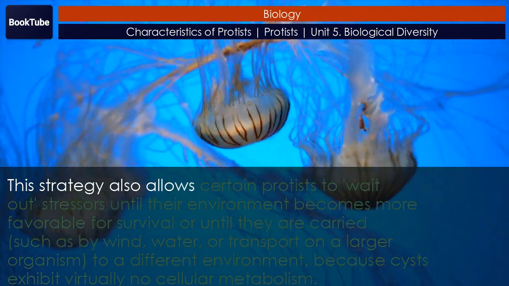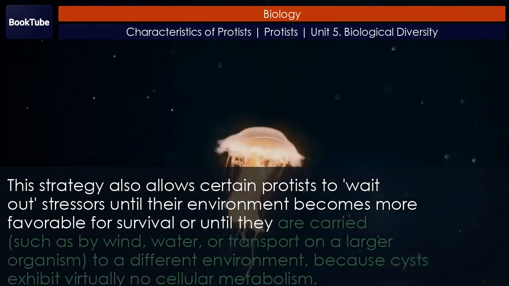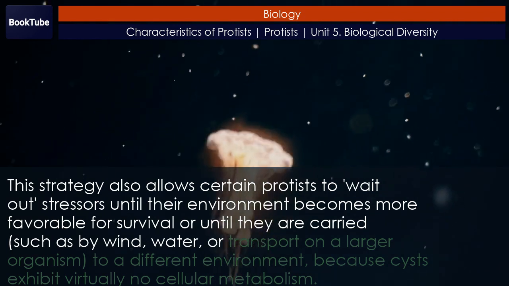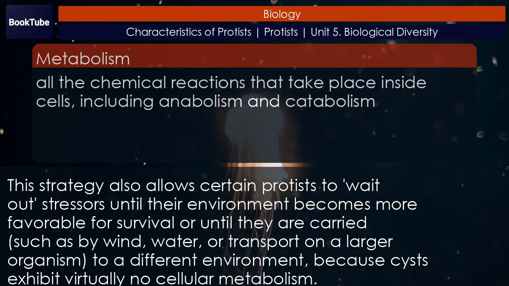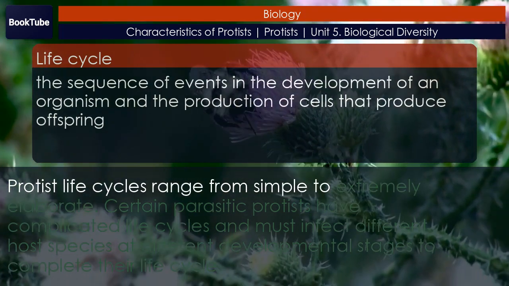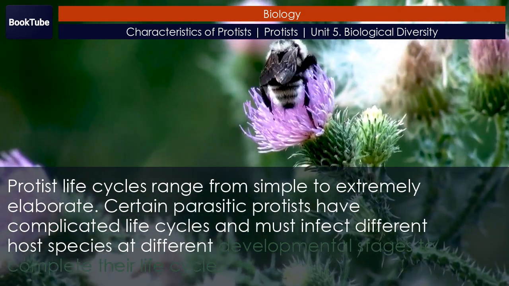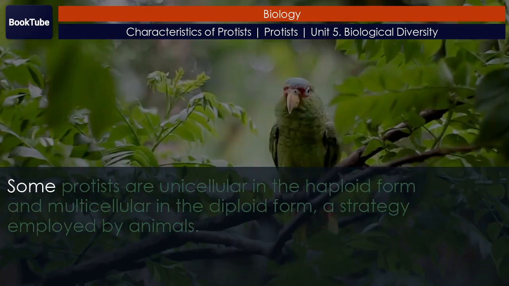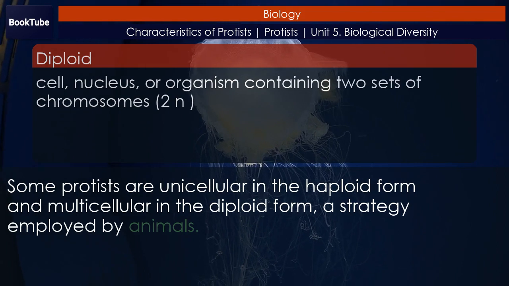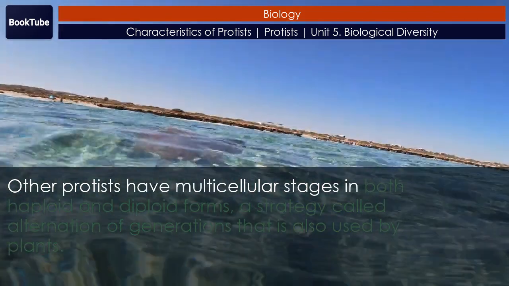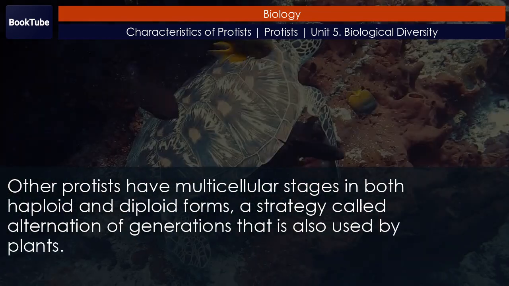This strategy also allows certain protists to wait out stressors until their environment becomes more favorable for survival or until they are carried, such as by wind, water, or transport on a larger organism, to a different environment. Because cysts exhibit virtually no cellular metabolism, protist life cycles range from simple to extremely elaborate. Certain parasitic protists have complicated life cycles and must infect different host species at different developmental stages to complete their life cycle. Some protists are unicellular in the haploid form and multicellular in the diploid form, a strategy employed by animals. Other protists have multicellular stages in both haploid and diploid forms, a strategy called alternation of generations that is also used by plants.